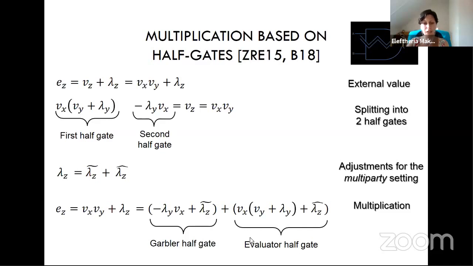So we have the garbler half gate and the evaluator half gate, and we exploit the fact that here we have the external value on wire y that is known at evaluation time at the evaluator, and here we have the permutation element on the y wire, which is known at the garbler at garbling time. So with this trick, and given that the free XOR extends to the arithmetic case, we can compute the multiplication gate based on these two half gates.